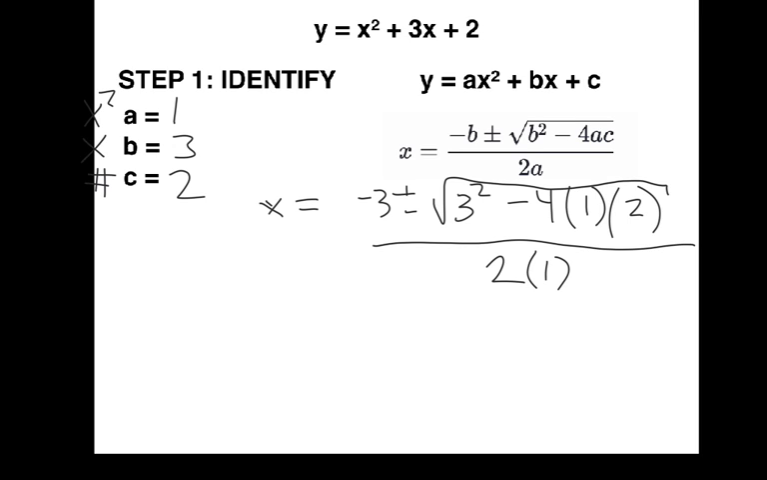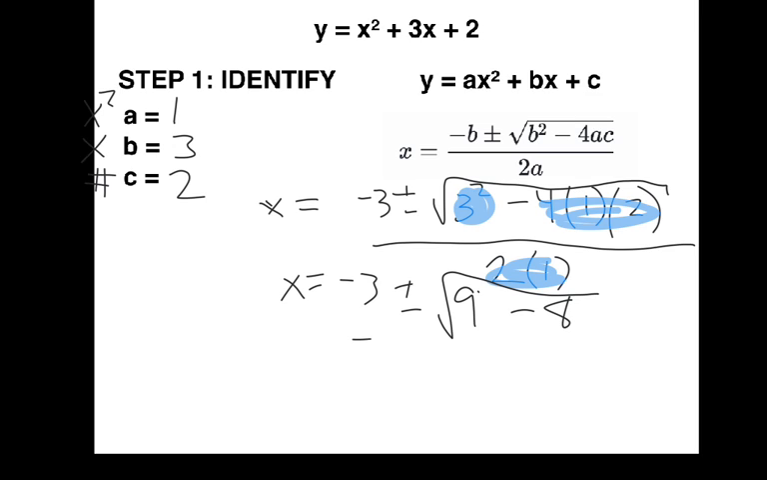Step 2 is to square and multiply. And I'm going to rewrite the whole thing because I think it makes it a little bit easier on us. I get x equals -3 plus or minus. I get 3 squared is 9. 4 times 1 is 4. 4 times 2 is 8. So I get 9 minus 8. This still goes under the square root. And then 2 times 1 is 2. Boom. We're almost there.